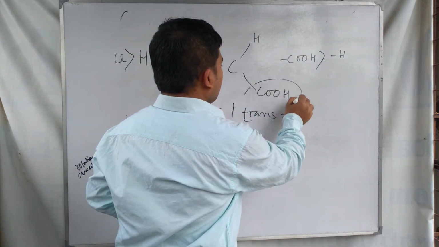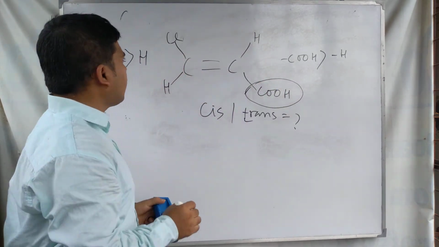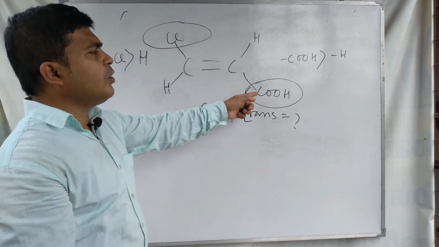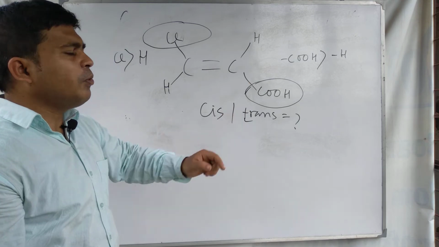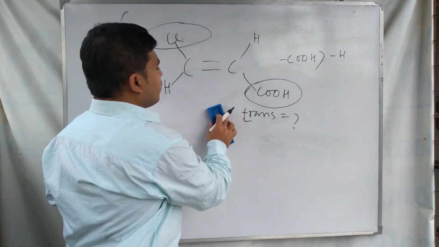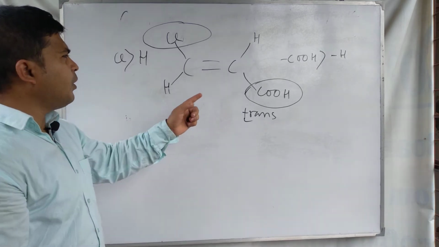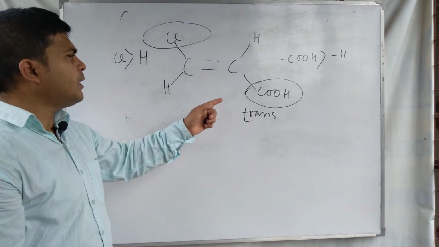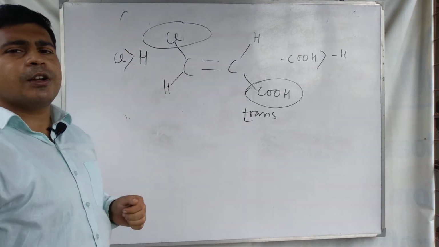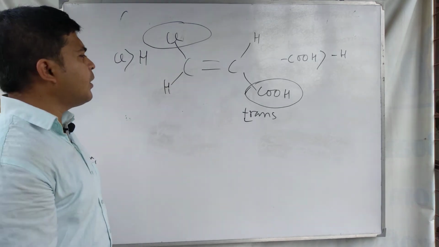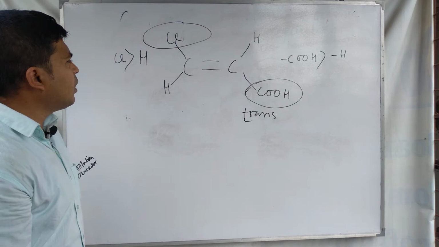So the higher priority group is this one, and in this case the higher priority group is this one. When higher priority groups are on opposite sides, then it is called the trans isomer. So therefore this compound is a trans geometrical isomer.